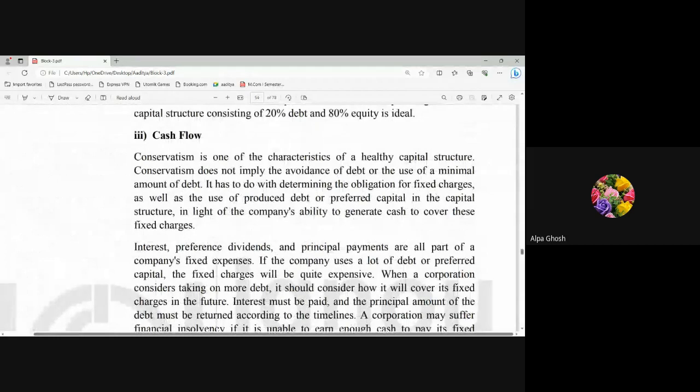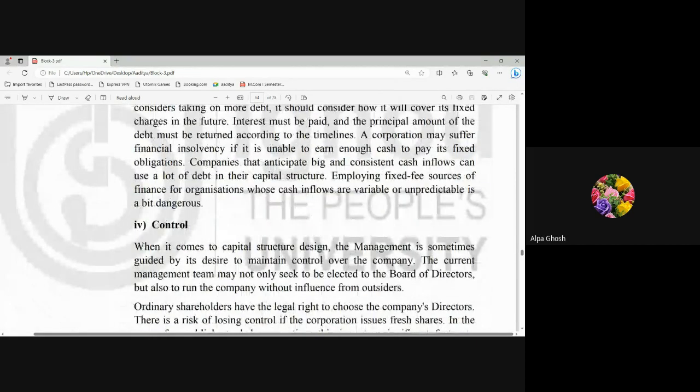Cash flow. Cash flow is a characteristic where the capital structure involves continuous payment. If you talk about debt, we have to pay interest every year, irrespective of profit or loss. But when it comes to owner's funds, we don't need to pay dividend every year if there is any loss. So we need to look at under what circumstances, at what condition we can pay the funds.